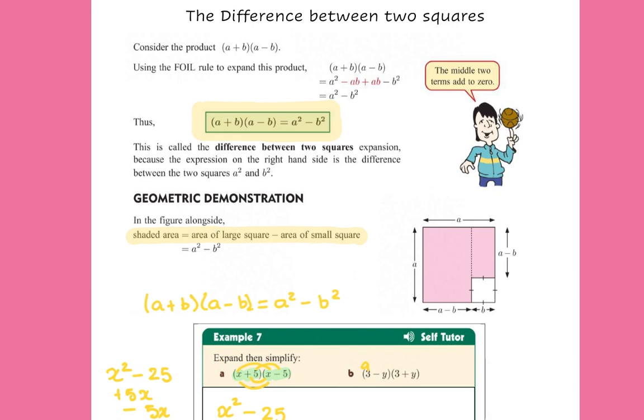We've got 3 minus y, 3 plus y, so our a is going to be a 3, our b is going to be a y, so 3 squared minus y squared equals 9 minus y squared. Good job. Have a go at the questions on the bottom of the page and check your answers on the next slide.